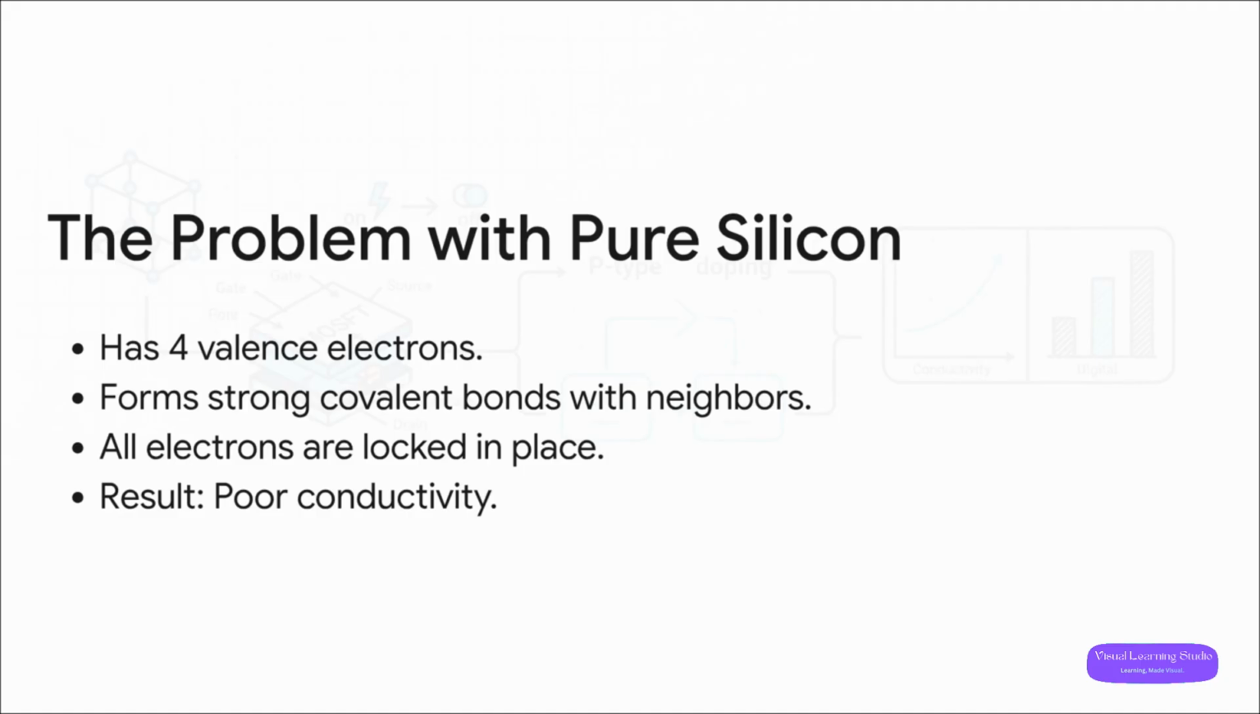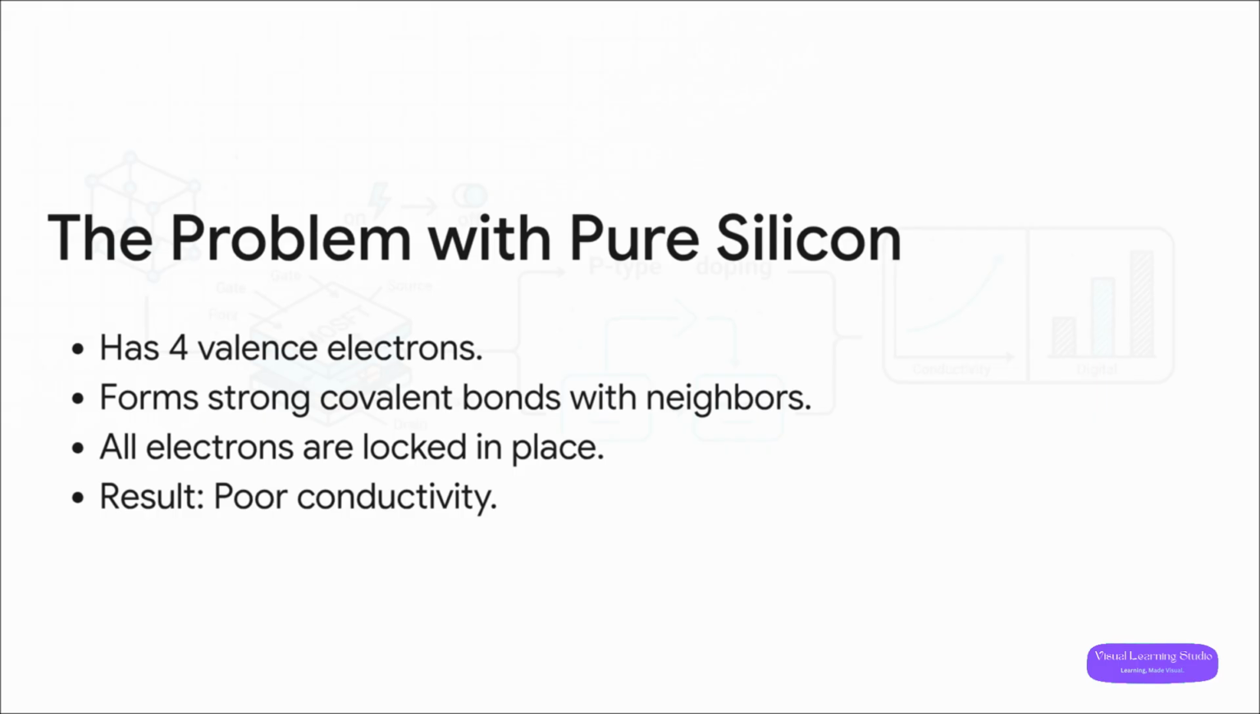Well, here's the thing about silicon. An atom of silicon has 4 outer electrons. We call them valence electrons, and these are the ones that like to socialize. A silicon atom loves to form these super strong, stable bonds by sharing one of its 4 electrons with 4 of its neighbors. This creates this perfect, beautiful crystal structure.